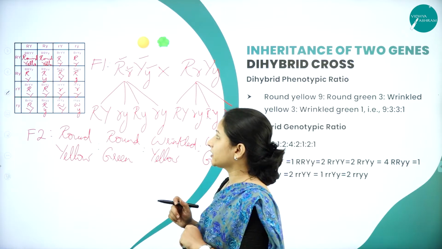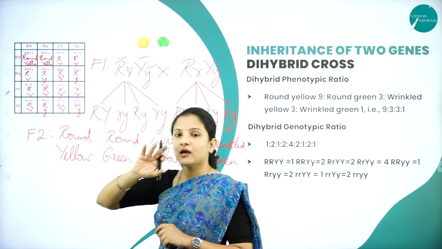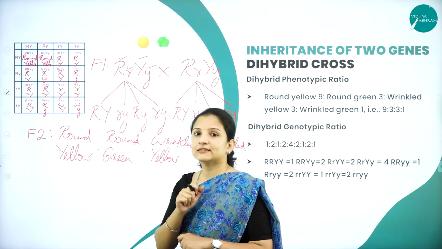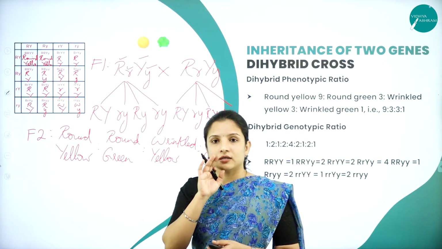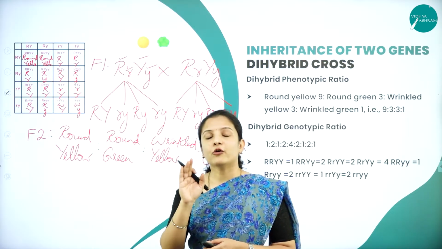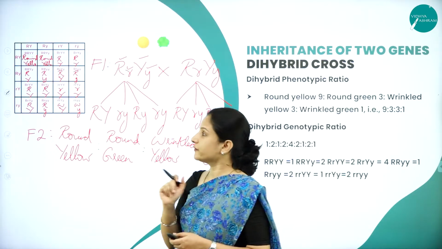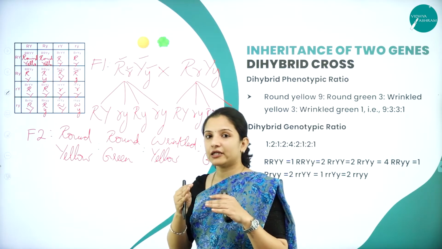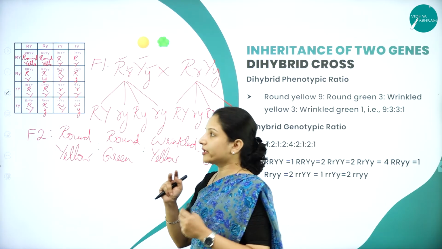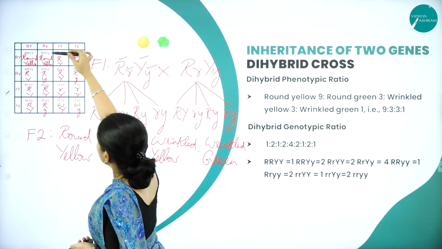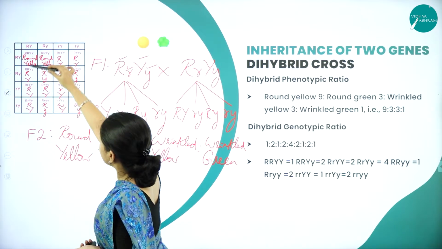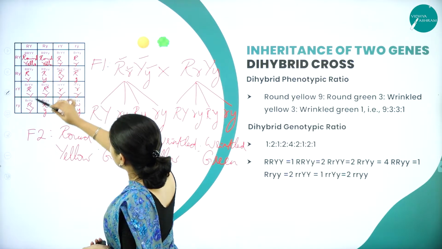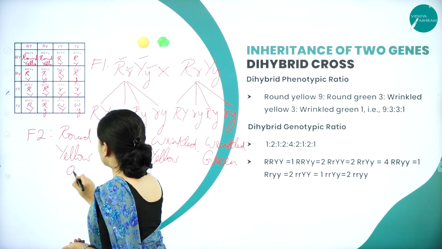So what will be the phenotypic ratio? Just by looking here, we will understand how many round seeds are there which are yellow in color, how many round seeds are there which are green in color, how many wrinkled seeds are there which are yellow in color, and how many wrinkled seeds are there which are green in color. So we shall see. How many plants in the F2 progeny will produce seeds which are round and yellow in color? We have 1, 2, 3, 4, 5, 6, 7, 8 and 9. So this is 9.